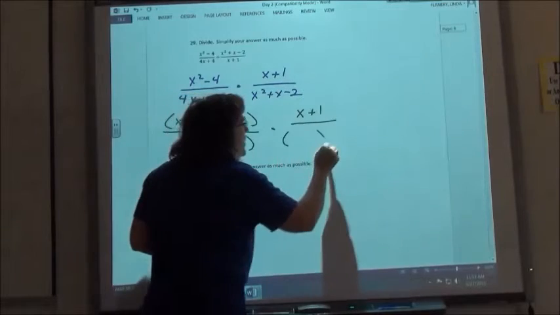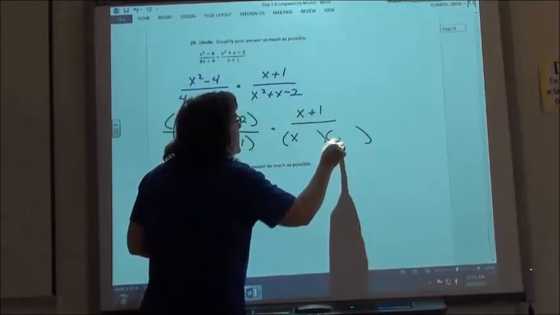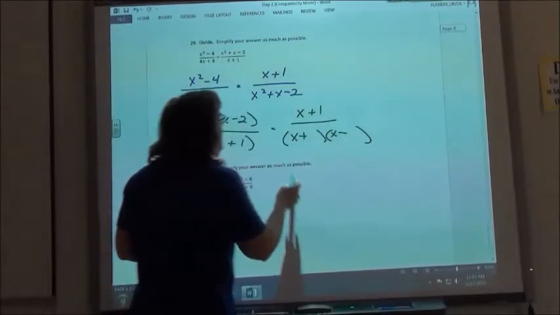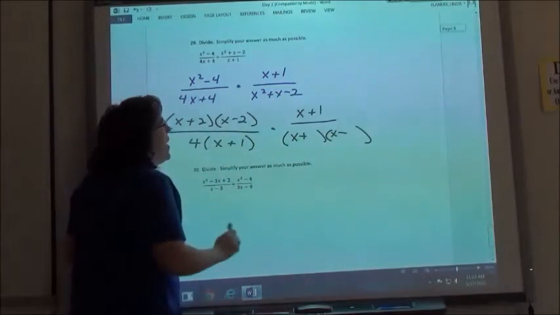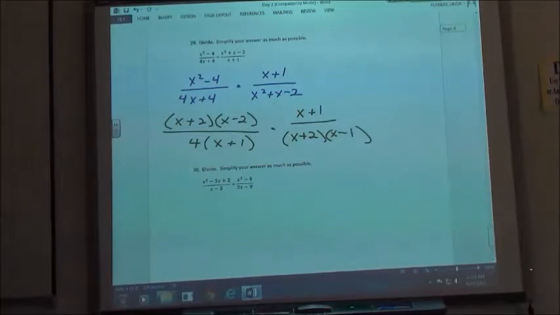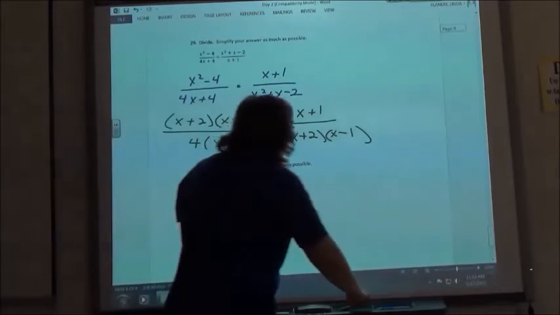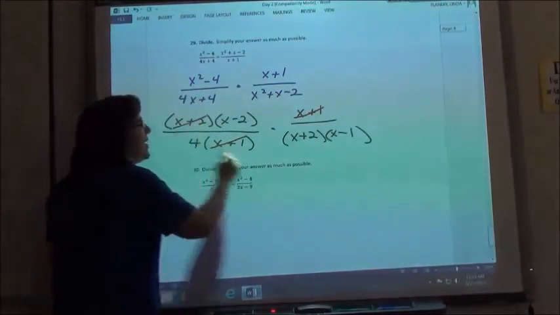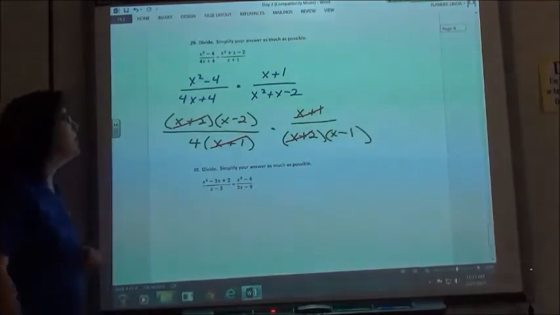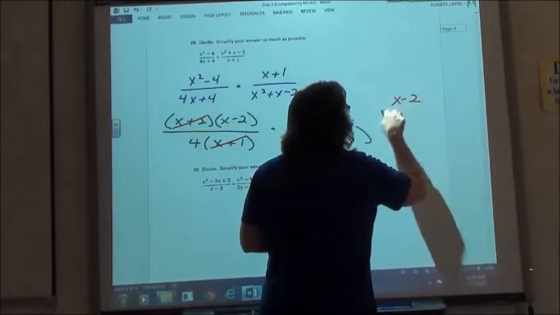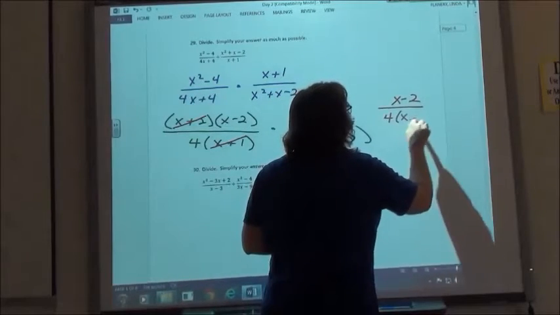The x plus 1 I can't factor. But the quadratic expression I can, x and x. The end is negative, so a plus and a minus. Factors of 2, I want a positive 1, so a plus 2 and a minus 1. 2 minus 1 is 1 in the middle. And so canceling out my common factors, I've got an x plus 1 I can cancel out, and an x plus 2 I can cancel out. So on the top, I have x minus 2. And on the bottom, 4 times x minus 1.